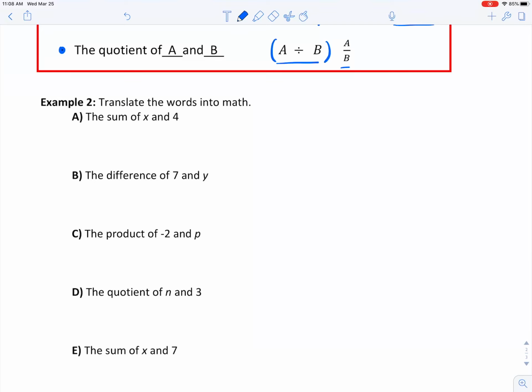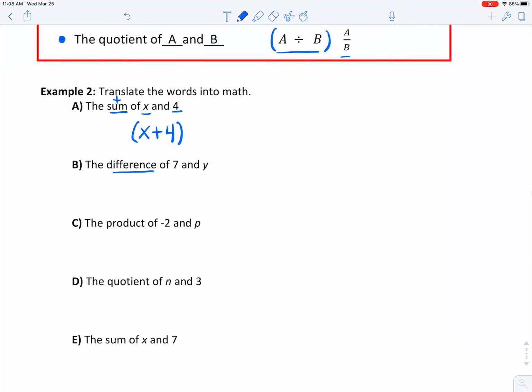Example 2 says, translate the words into math. So we have the sum of x and 4. Sum means addition. So that's like saying x plus 4. Now, we would be done. That's all you have to write. But in the future, we're going to have more complex problems. And so I'm going to encourage you to put parentheses around this. It is not a requirement, but it will help you in the future when we have more complex problems.